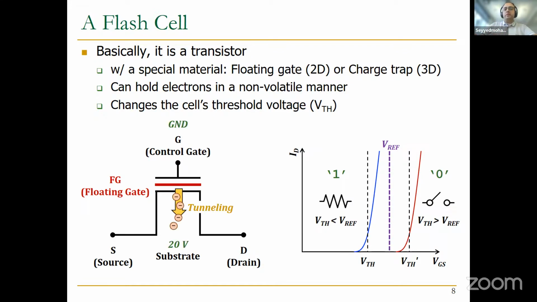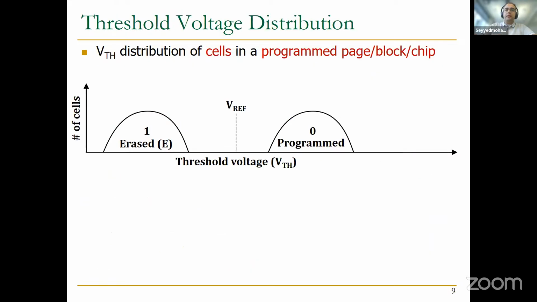And in order to erase the flash cell, you need to apply a negative voltage to move those electrons from the floating gate to the substrate. And then it's going to be back to the nominal voltage. The threshold voltage is going to be nominal again.